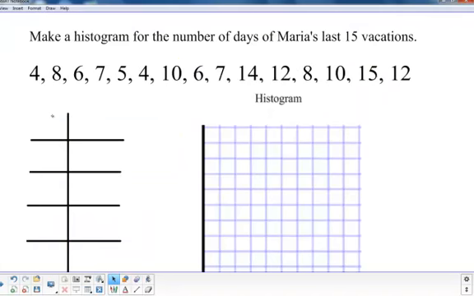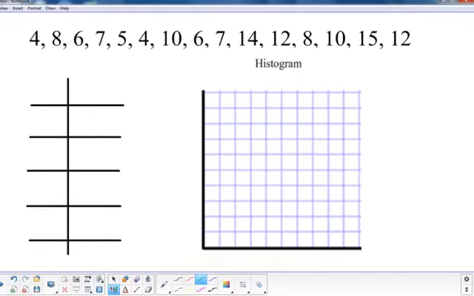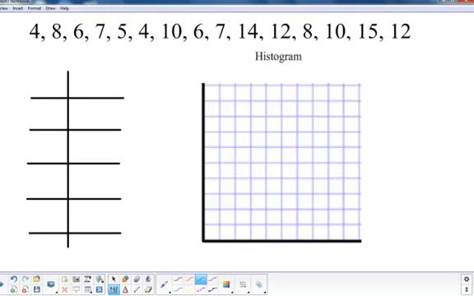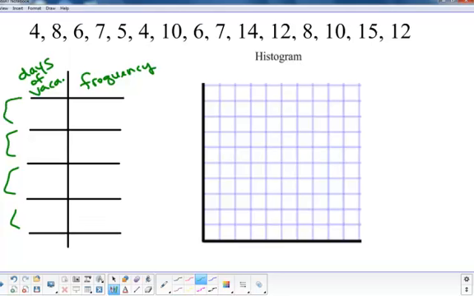So if we want to make our own histogram, we have to think about the range of numbers that we want to put together. So if this is our data of her last 15 vacations, how many days? Since we have 4 sections here, and we're going from 4 to 15, why don't we do 3 numbers in each section? So this section is 4 to 6. This section is 7 to 9. This section is 10 to 12. And this section is 13 to 15.